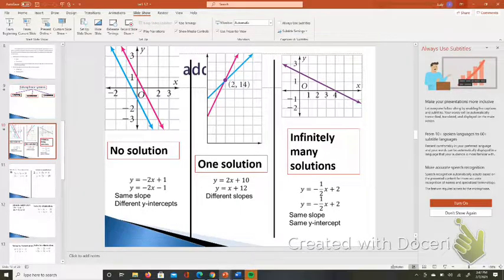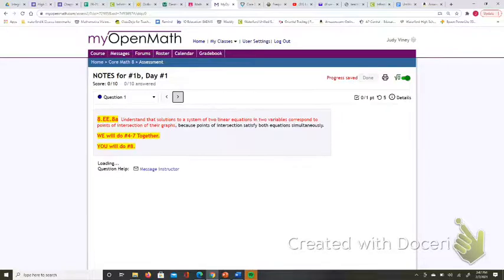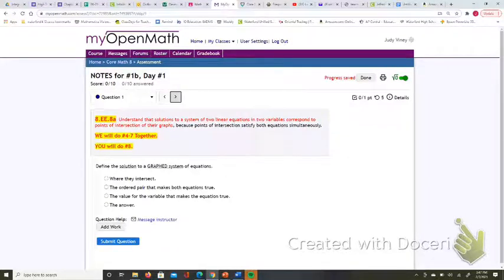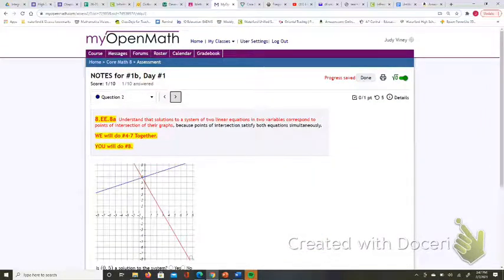Now we're going to go to My Open Math. We're going to go to Notes for number 1B, Day 1, and we're going to start. It says, define the solution to a graphed system of equations. If you're looking at the graph, you're looking at where they intersect. So click on where they intersect, and then submit, and then move on to the next problem.